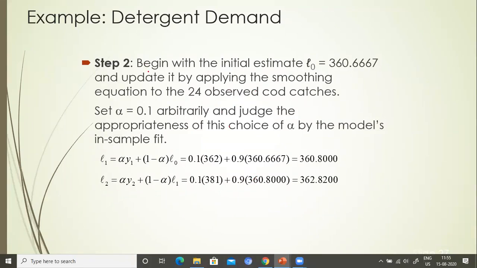Now, in step 2, we have L0 already given to me. One question: in that data set, we have 24 data points. So if we have 36, then we'll use 18. Yeah. Okay. So we have L0, which is 360.6667. Now we are going to set alpha at 0.1. Again, alpha settings, half of history.